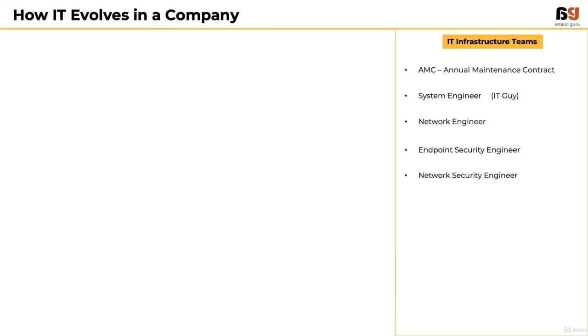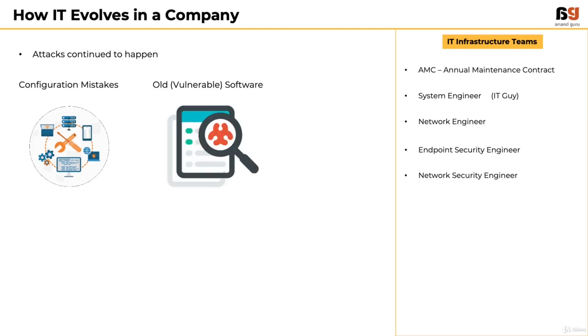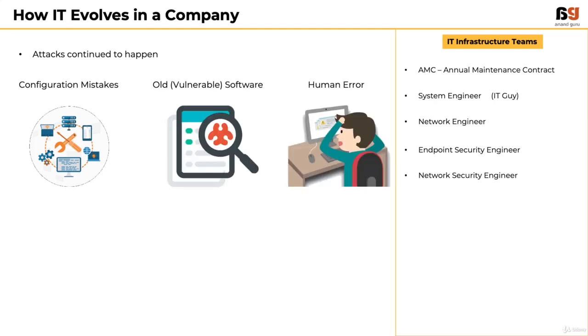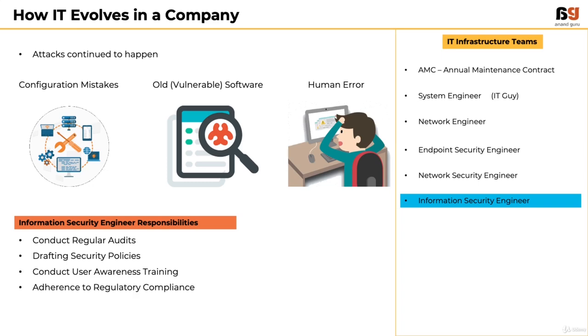But one thing is still bothering the company. The attacks continued to happen. When we checked the reasons for these attacks, most of them happened because of configuration mistakes, use of old or vulnerable software, and human error. To tackle these kinds of challenges, we hired another expert for the role of information security engineer. The responsibility of this InfoSec role is to conduct regular audits, draft security policies, conduct user awareness trainings, and ensure adherence to regulatory compliances.